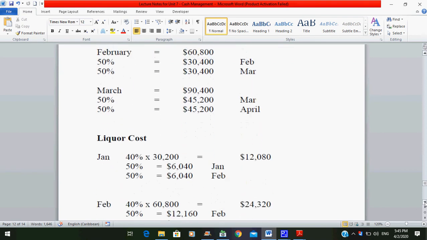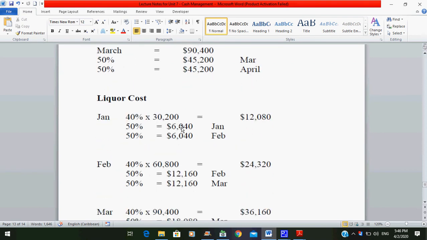All right. So 40% of this will be 6,000. Would have been 12,080. 50% of that will be 6,040 for January, and then the next 6,040 will be paid in when? February. When you do the cash budget, you will see that being illustrated. So what is happening here is that for the February payment, we're going to add the 6,040 to the 12,160. You will see it when you go there.